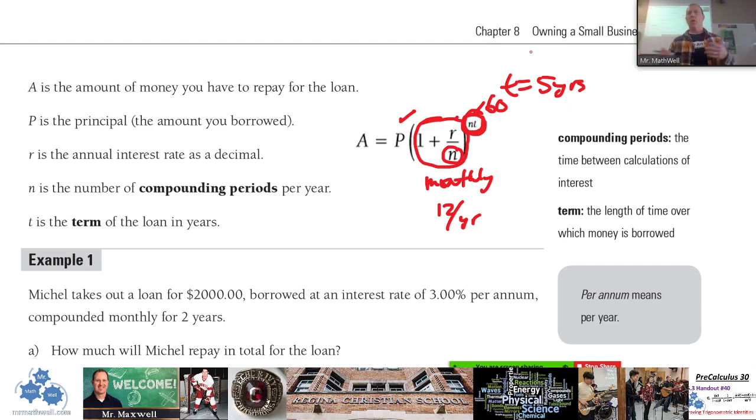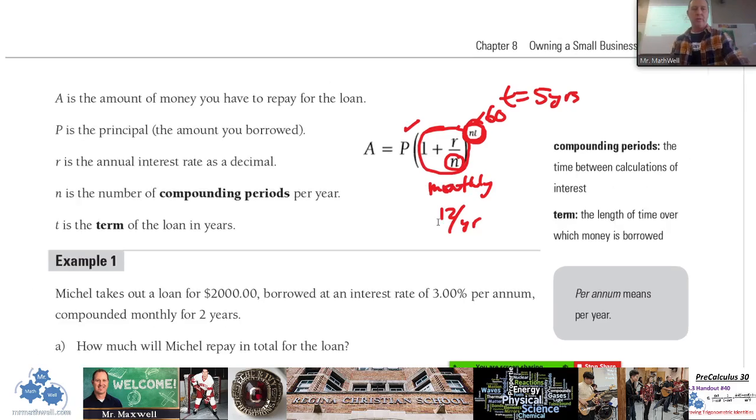Like, let's say it's 1.01. You multiply that by itself 60 times. You know what I mean? That number grows and grows and grows. That's your total. So compound interest builds pretty quick. Questions?